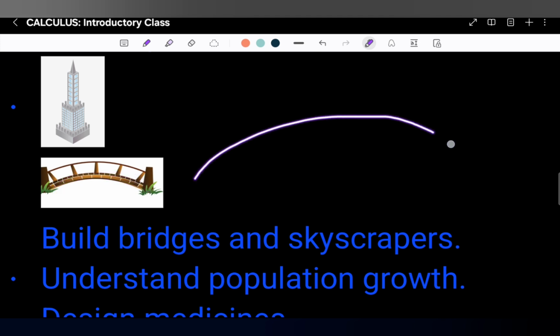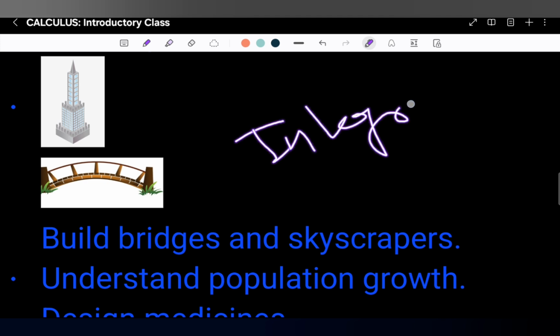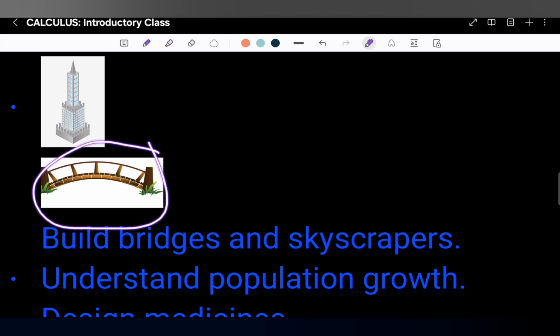So they use differentiation to determine the slope of this curve, and they calculate the weight of different objects, and after that they decide what the strength of this bridge should be. That is with the help of integration. They are integrating the weight of different objects, and as per that they are constructing the bridges.